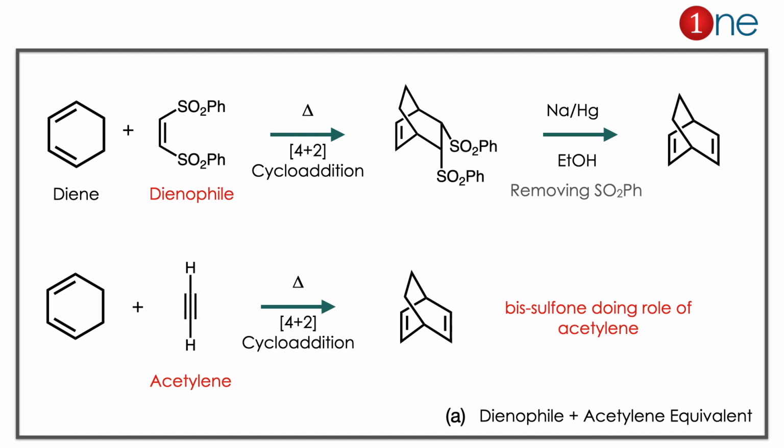The starting material is a diene, and you have a cyclic product, so definitely it is a dienophile. The bisulfone in the first step acts as a dienophile. So with SO2Ph attached there, it's a 4+2 cycloaddition.